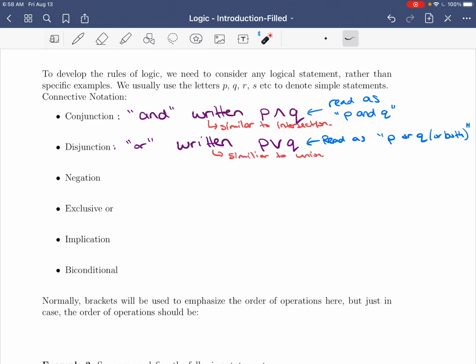Okay, here P or Q. This is P or Q or both. Okay, so we allow for the or both to still happen. The negation, so we just use the word not usually, is written like that. Okay, so the twiddle P, and you read that as not P.